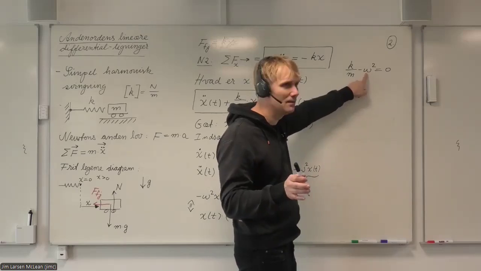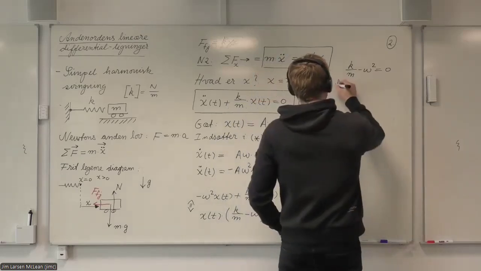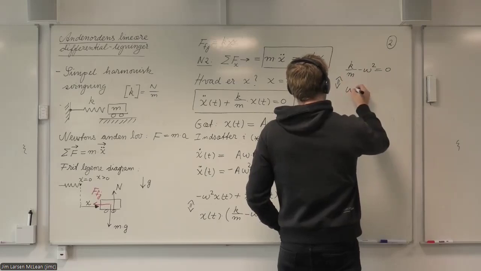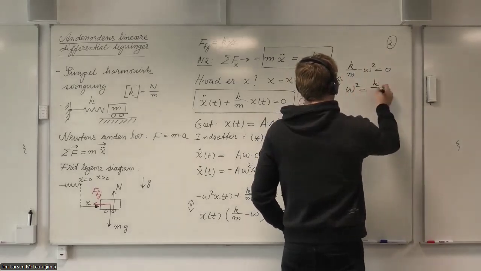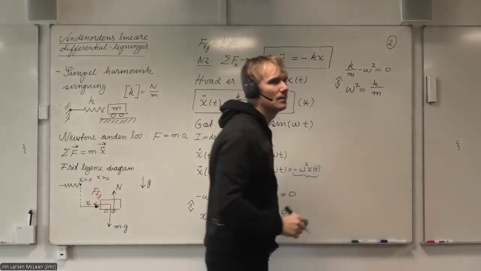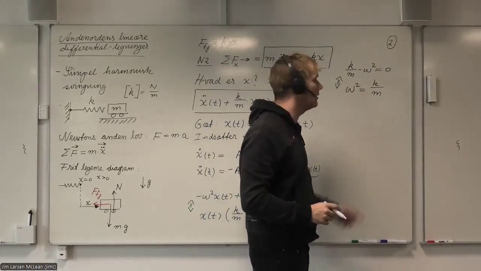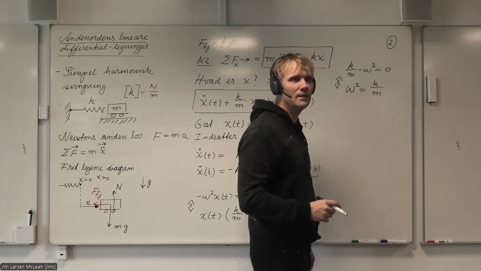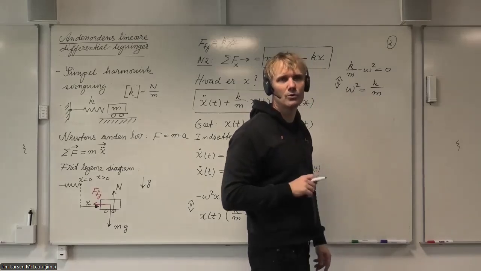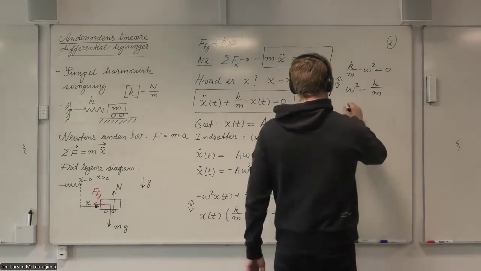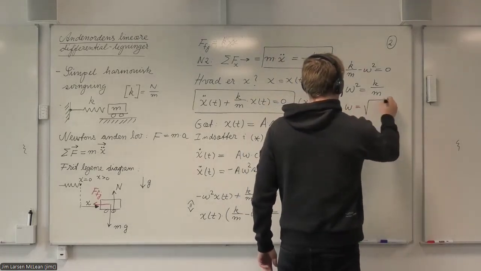So we isolate omega. We just move omega squared to the other side of the equal sign and get omega squared equals k over m. And then we need to find omega. We simply take the positive square root on both sides. There are indeed two solutions to that equation, but they are equally good. So why not take the positive one? So I say that omega is the positive square root of k over m.